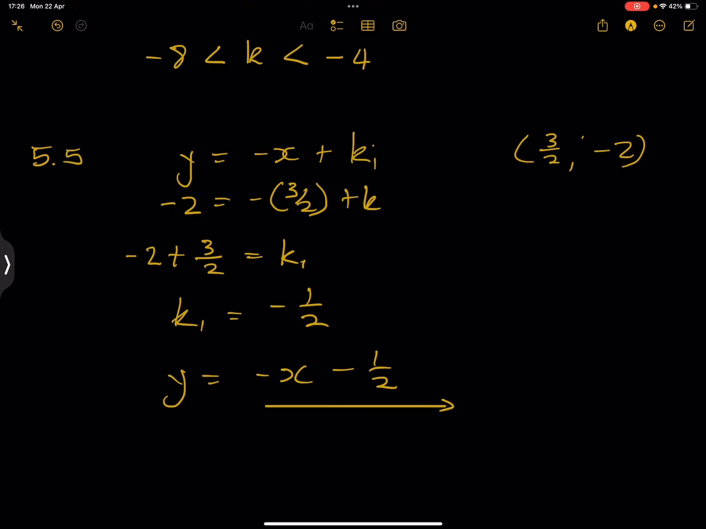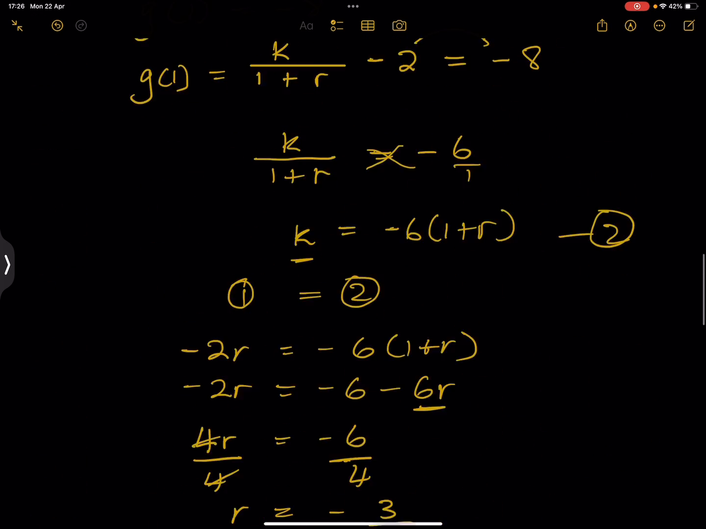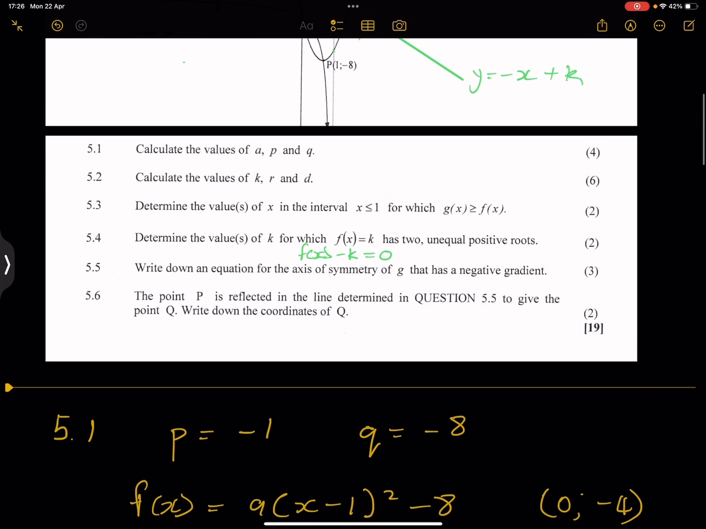Okay, right, I hope that you understand. And of course, if they wanted the one with the positive gradient, that would just simply be y is equal to x plus k2. And to get the value of k2 we would still substitute that point there, 3/2 and negative 2. Right, I hope that makes sense, guys. Right, as we move on to the very next question.